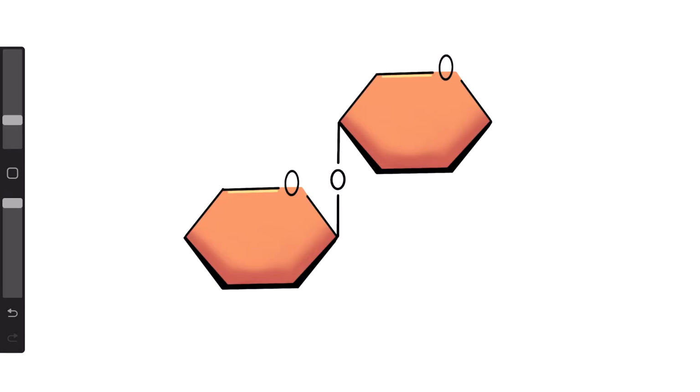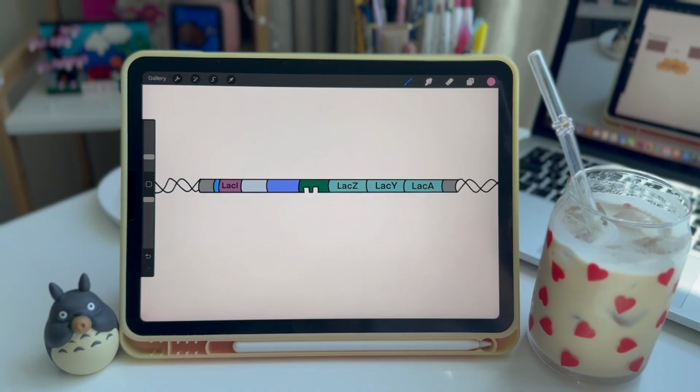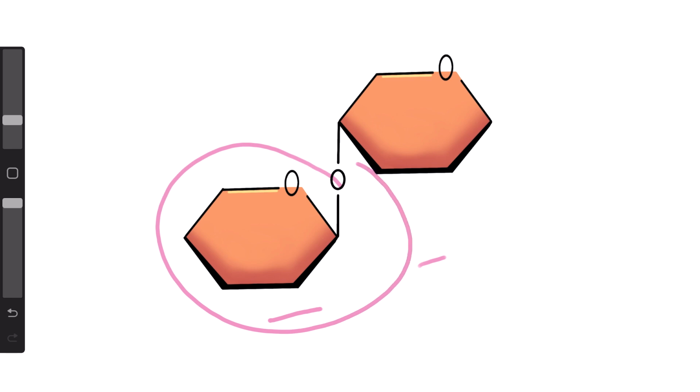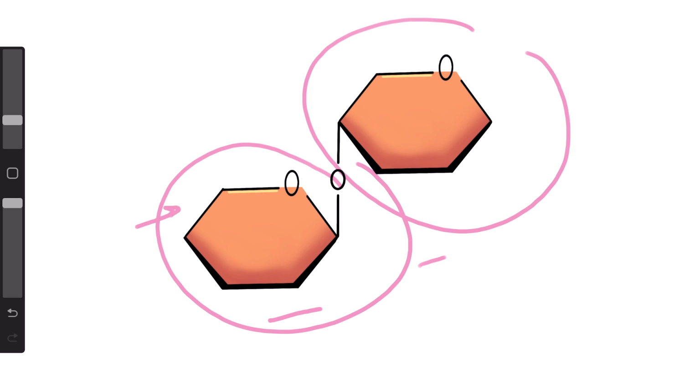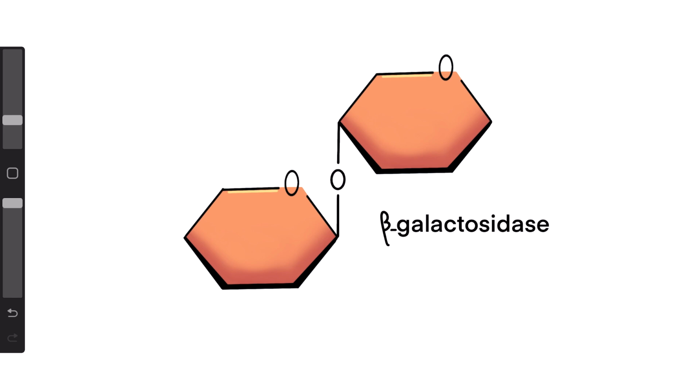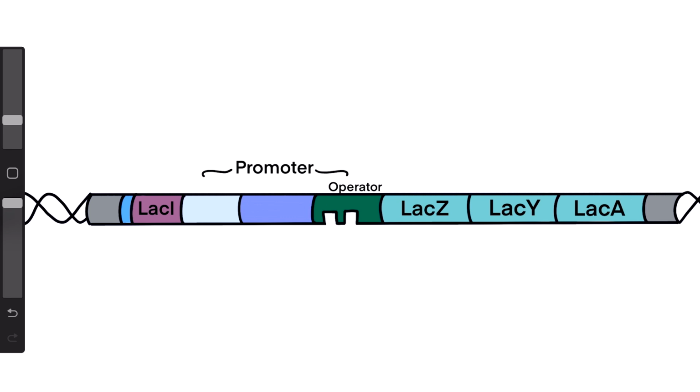Lac for lactose. Let's briefly remember the structure of lactose together. Lactose is a disaccharide, meaning it is a sugar composed of two units, galactose and glucose. Once ingested, it needs to break down. This bond needs to break down, and the enzyme responsible for this hydrolysis is beta-galactosidase. The gene for beta-galactosidase, LAC-Z, is located in the lac operon.